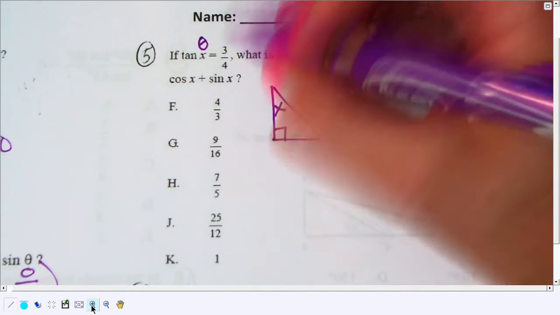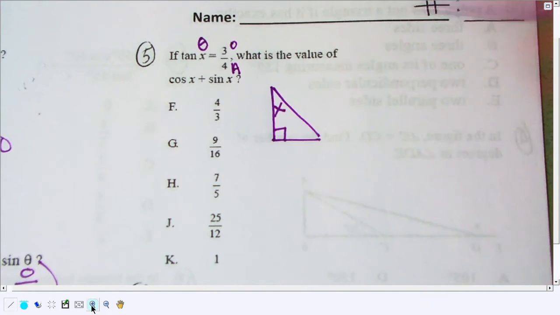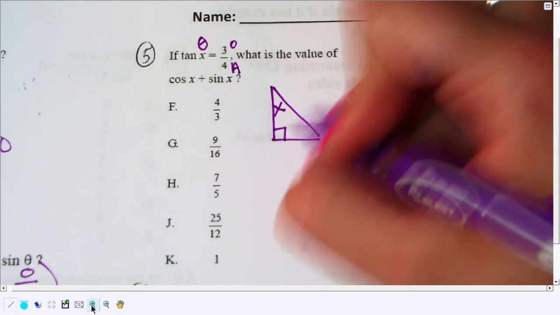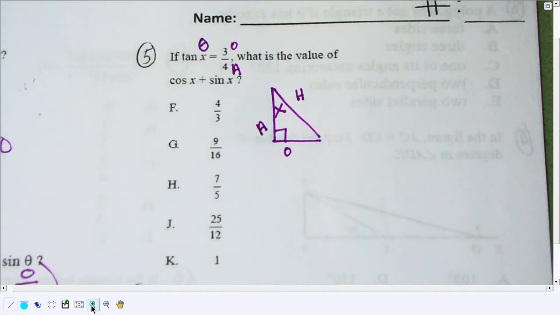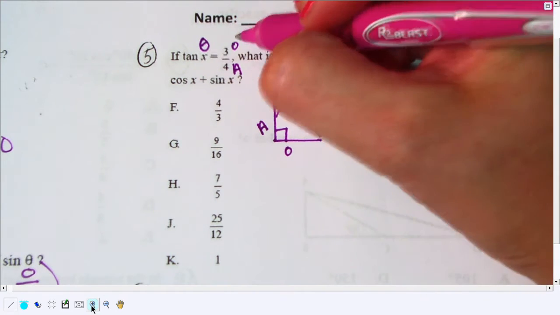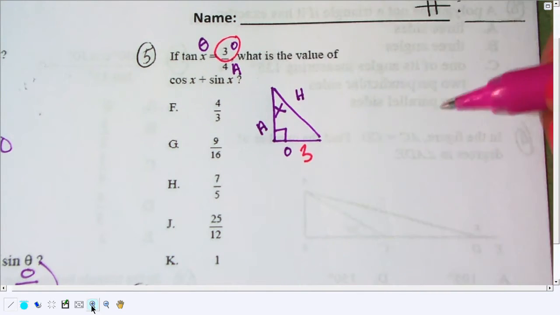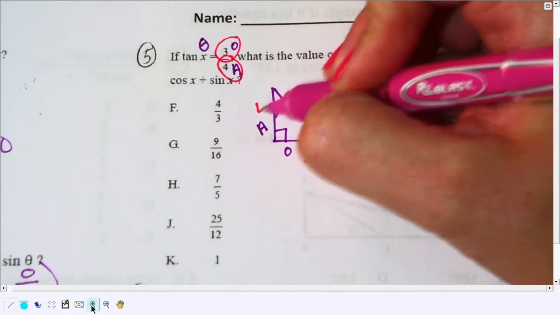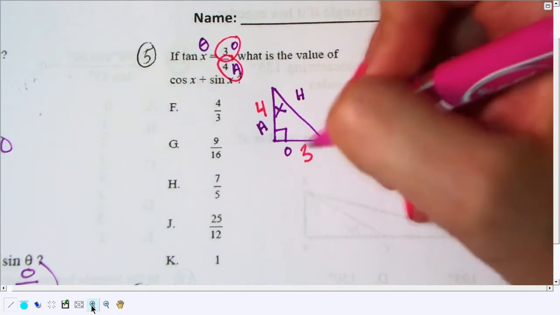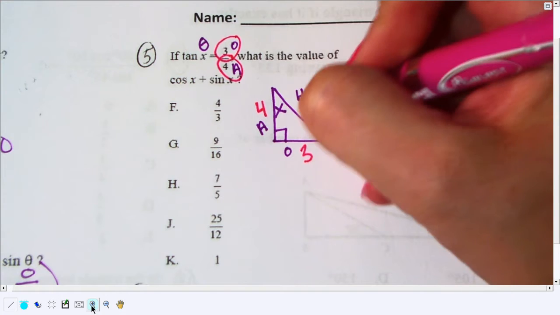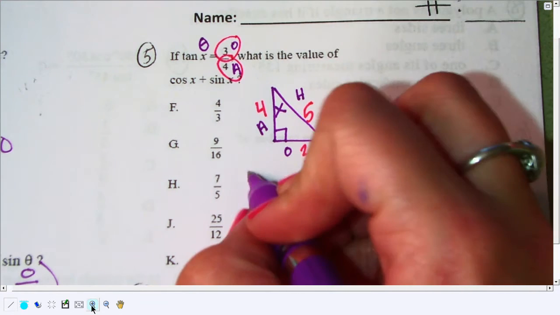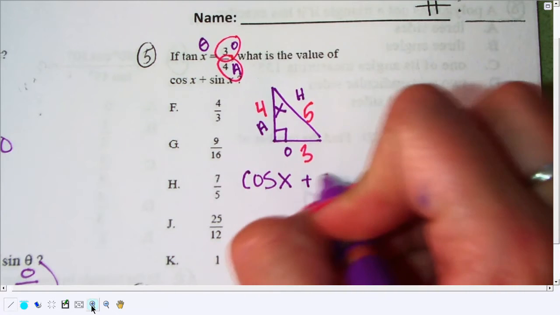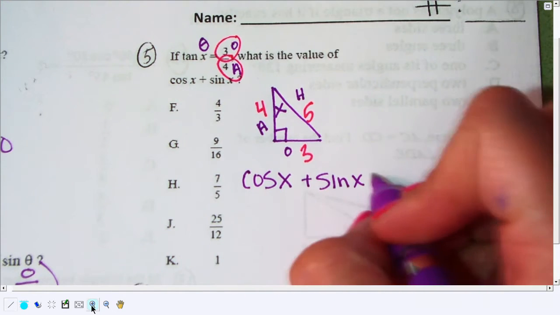Then I'm going to label. Tangent is O over A. So to label my triangle, I have H, O, and A. Since tangent is O over A, I know that 3 goes with O, 4 goes with A. Now this triangle we should recognize as a 3, 4, 5. Now it wants to know what cosine of x plus sine of x equals.